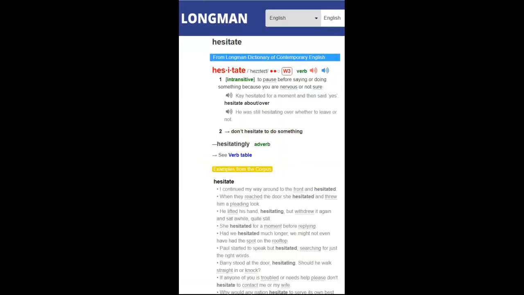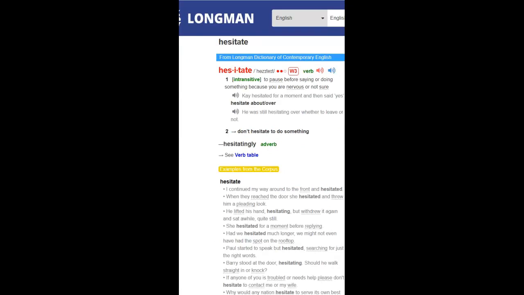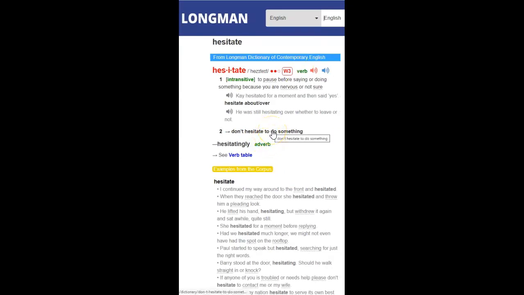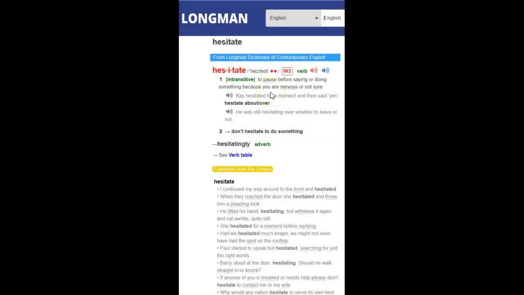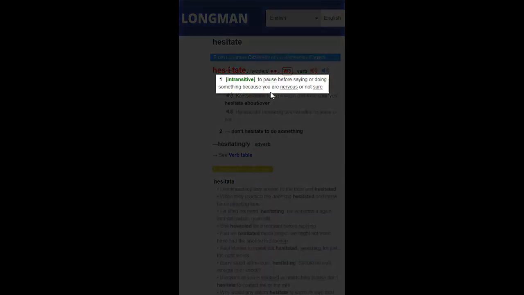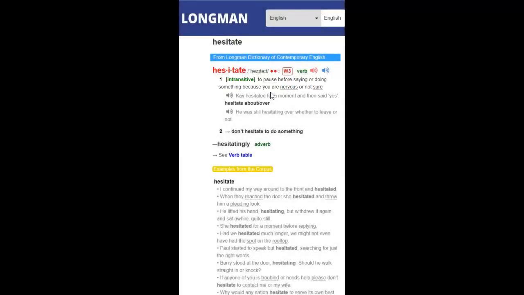and you can see that this word has only two meanings, because in Longman it's pretty easy to see visually how many meanings a word has, because they are numbered. So, two meanings. And also what I like about Longman is that the explanations, the definitions, are very clear and understandable, even for lower level learners. So the first meaning of the word hesitate is to pause before saying or doing something because you're nervous or not sure.